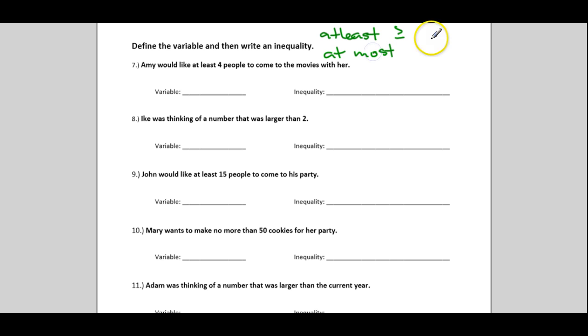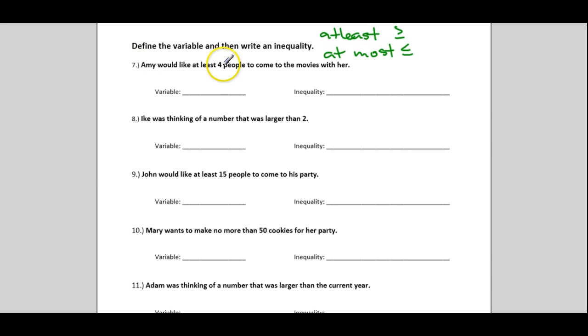The opposite of that would be at most. So if I said I have at most $10 in my pocket, that means the most I could have is 10 or anything less, 10, 9, 8, 7, 6, 5, etc. So that would be less than or equal to. Okay, so write that down. At least is greater than or equal to. At most is less than or equal to. Okay? All right, so now back to the problem with Amy.